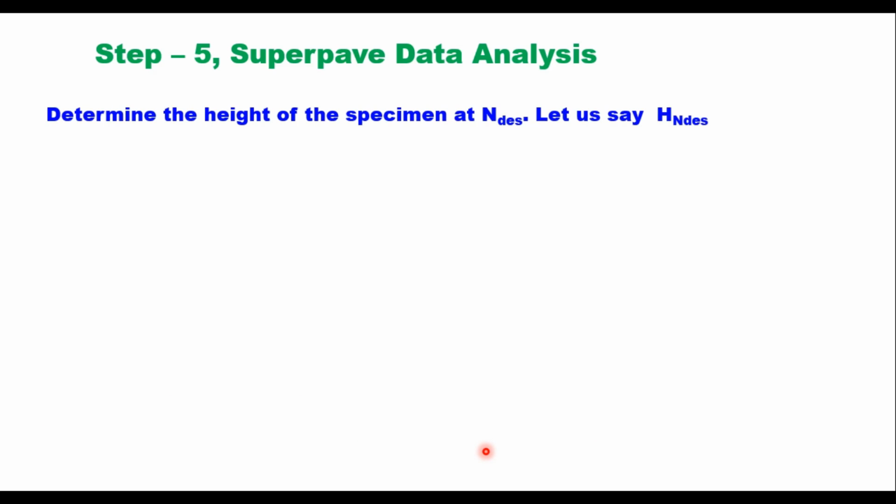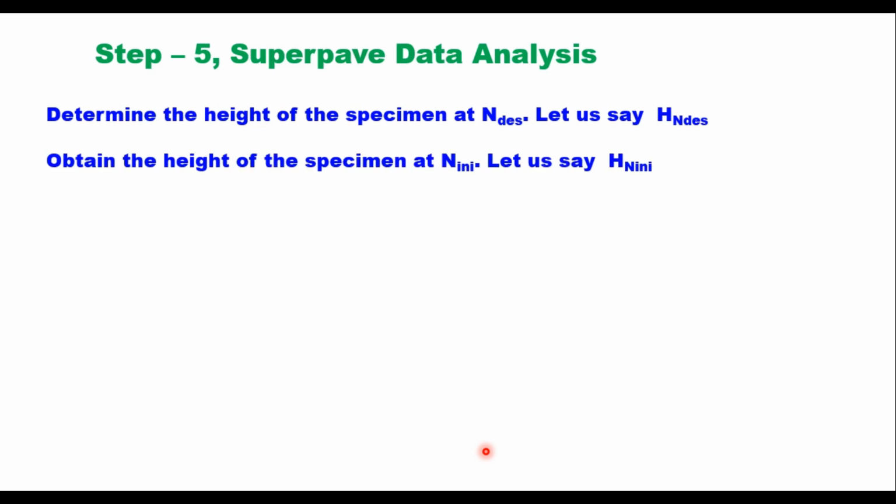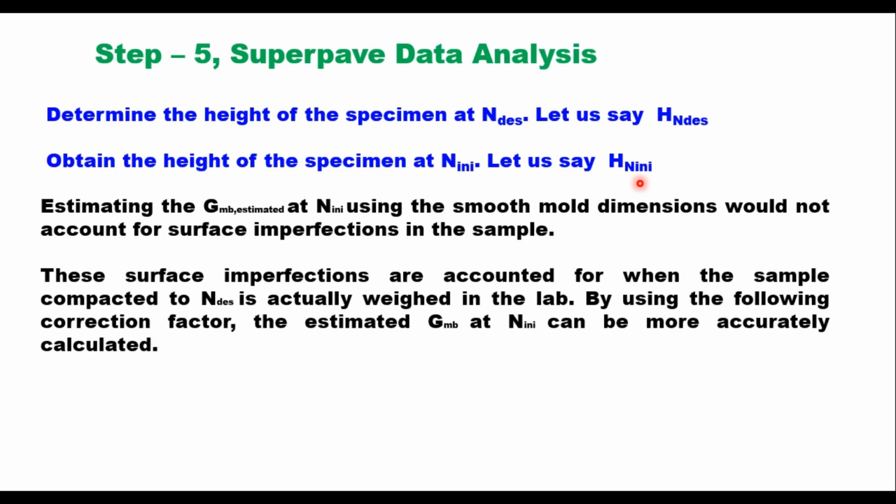Then you determine the height of the specimen at N design, and let us say this height be H N design. Obtain the height of the specimen at N initial. Let us say this height is H N initial. But one point to note here is that this estimated GMB at initial gyration is assuming that the mold is smooth and the surface of the specimen is perfect, which is not always true because the mold gets worn out with time.